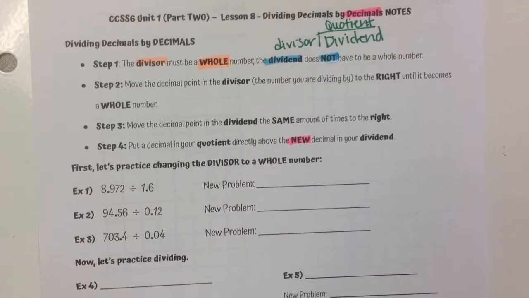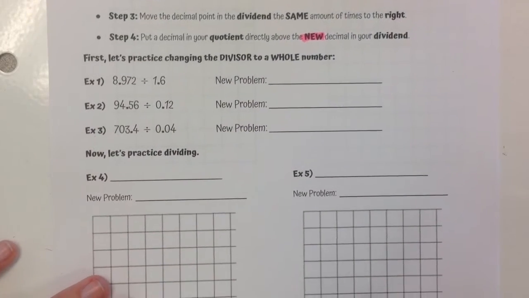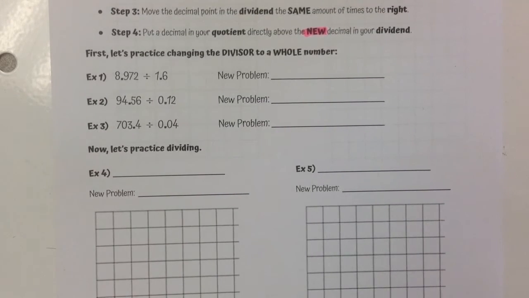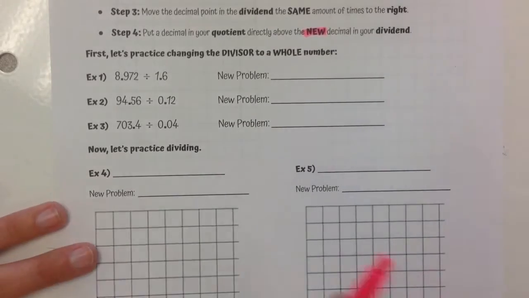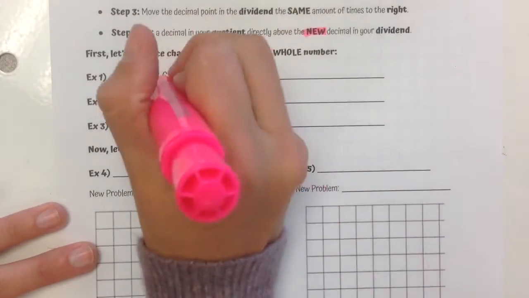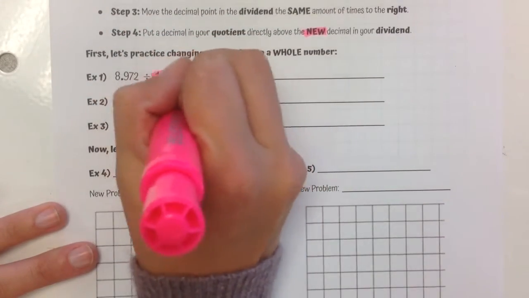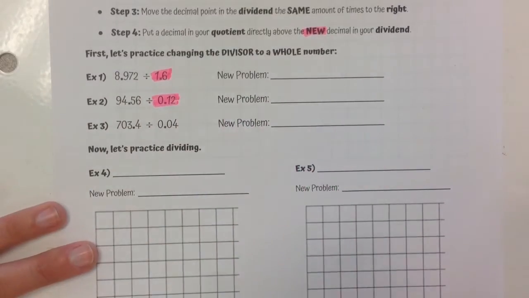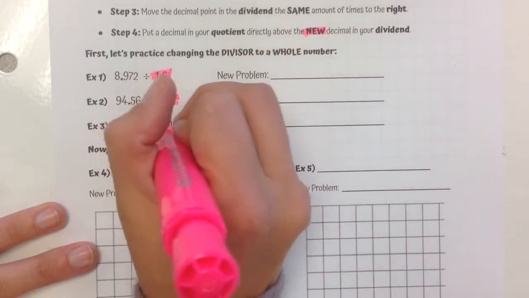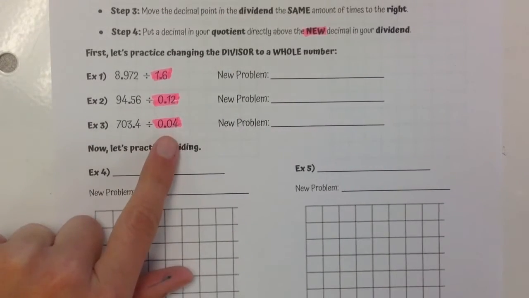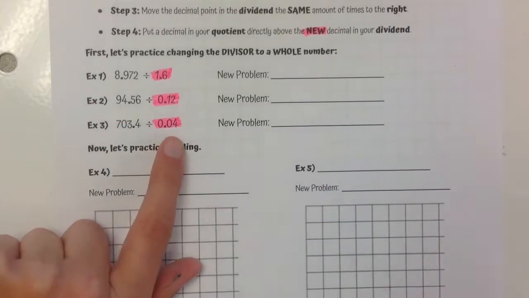So before we get into dividing, let's just practice actually changing the divisor to a whole number. For examples 1, 2, and 3, we're going to highlight the divisor. The divisor is the number you're dividing by. So in example 1, the divisor is 1.6. In example 2, the divisor is 0.12 or 12 hundredths. And example 3, it's 0.04 or 4 hundredths. So this is the number that has to be a whole number. It's okay for this one not to be.